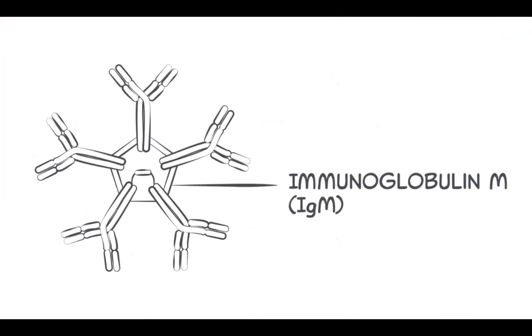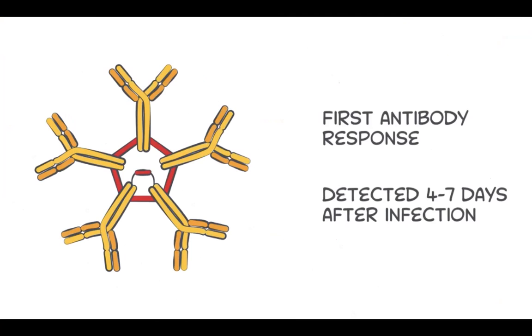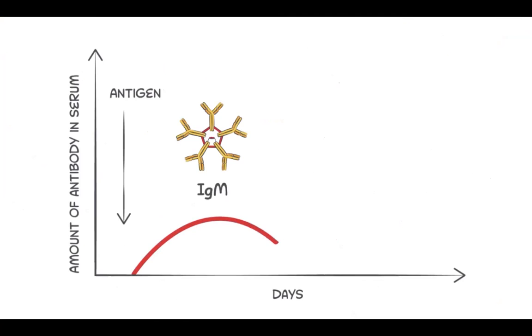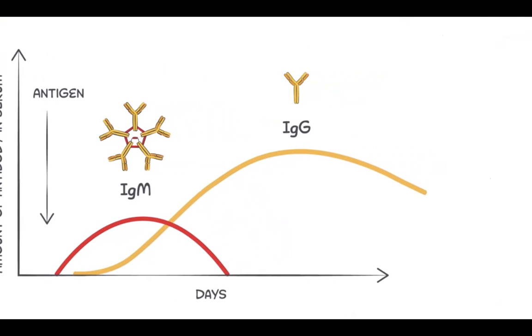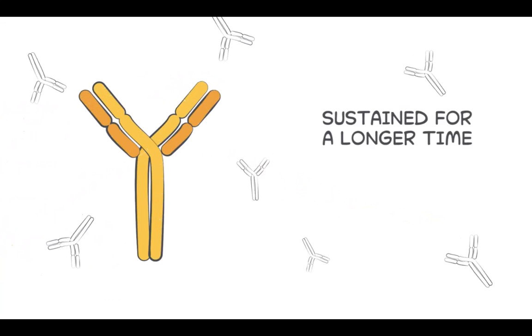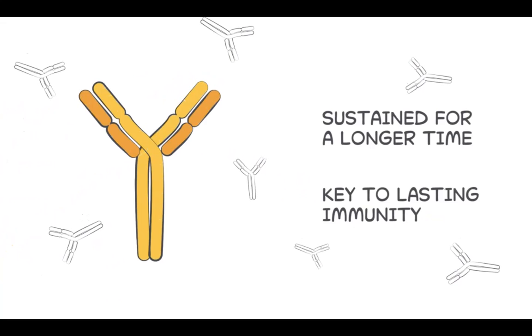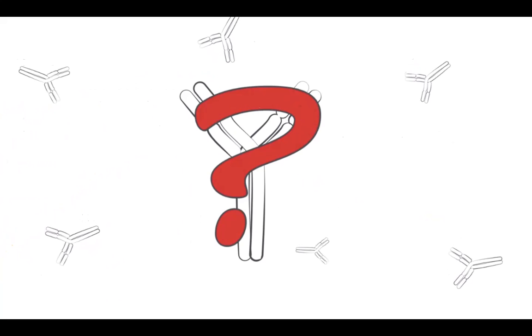Immunoglobulin M or IgM is the first type of antibody produced in response to an infection and is detectable 4 to 7 days after an infection starts. IgM antibodies are short-lived, and their existence signals a new infection is present. Immunoglobulin G or IgG antibodies are produced 7 to 14 days after infection. These antibodies can be detectable for weeks, months, and even years depending on the antigen and the individual. IgG antibodies are usually sustained for a longer time and may play a role in lasting immunity. However, since we don't know a lot about SARS-CoV-2, as it's a new virus, we don't know how immunity against this virus works.